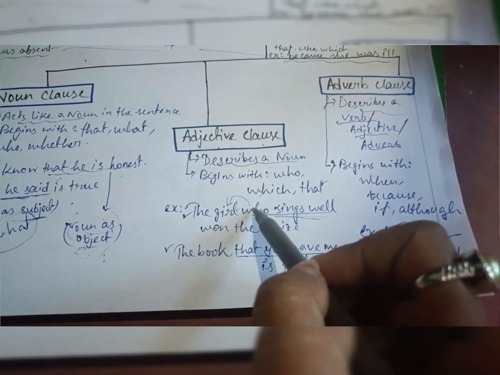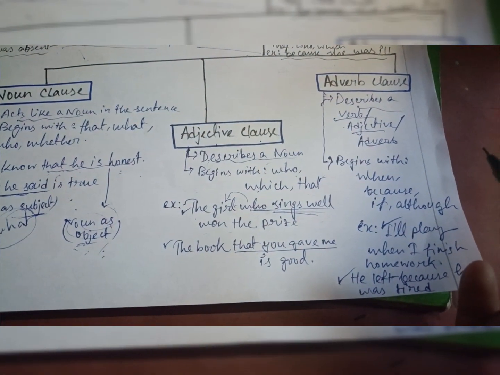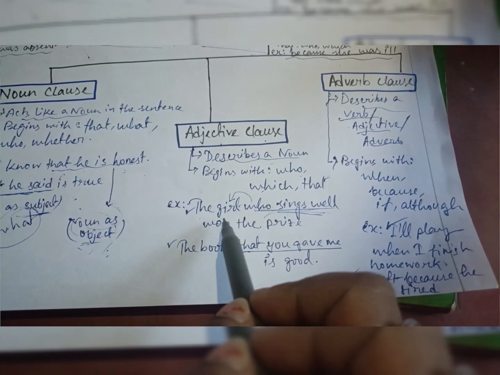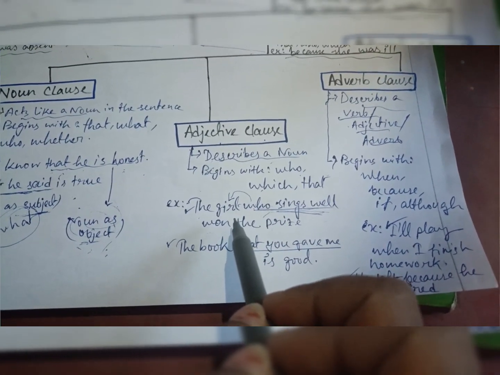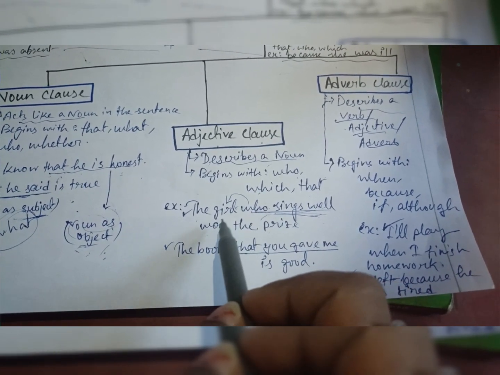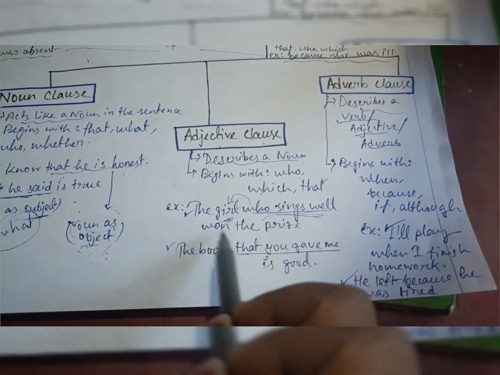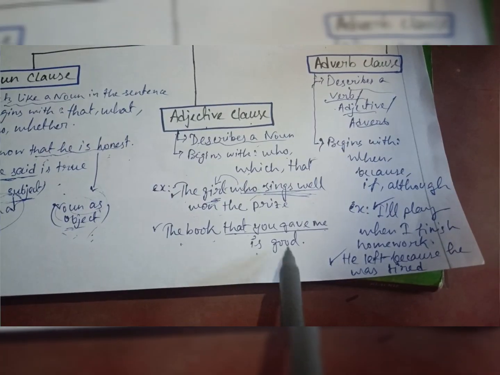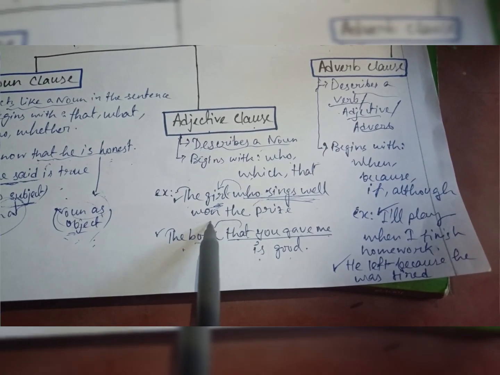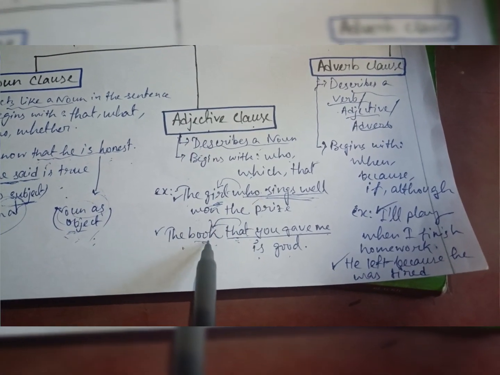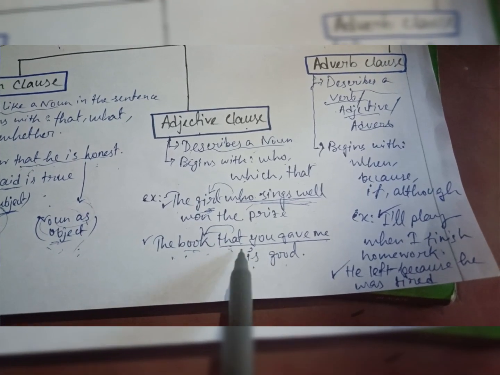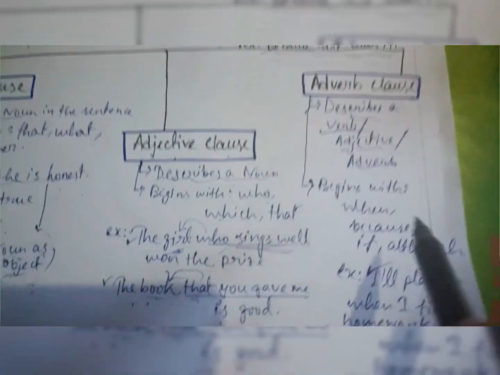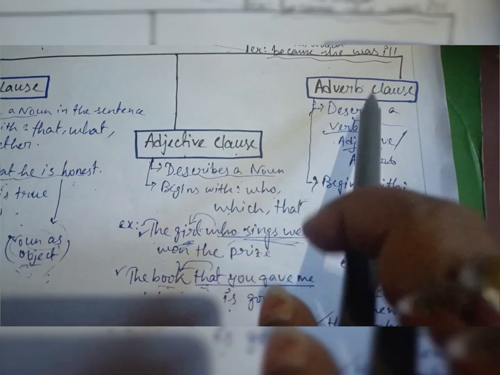Who is used for whom? To refer to the girl. So this sentence is talking about the girl. This clause is used for describing the girl. Describing the girl means describing the noun, so it is the adjective clause. The book that you gave me is good. In the book that you gave me, that is used for describing the book, that's why that you gave me is the adjective clause.